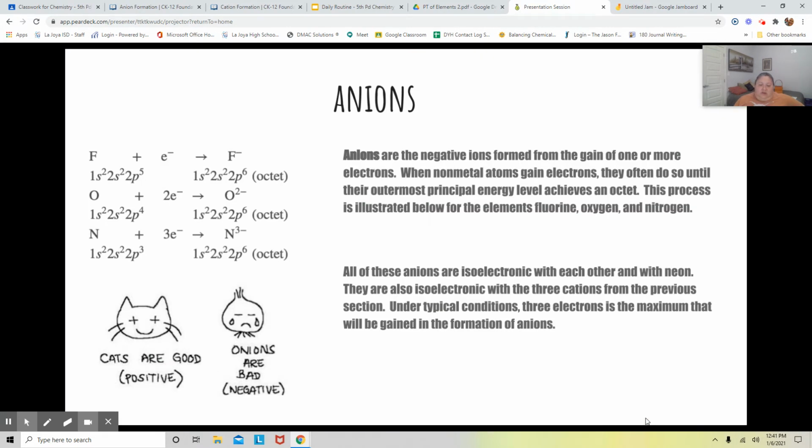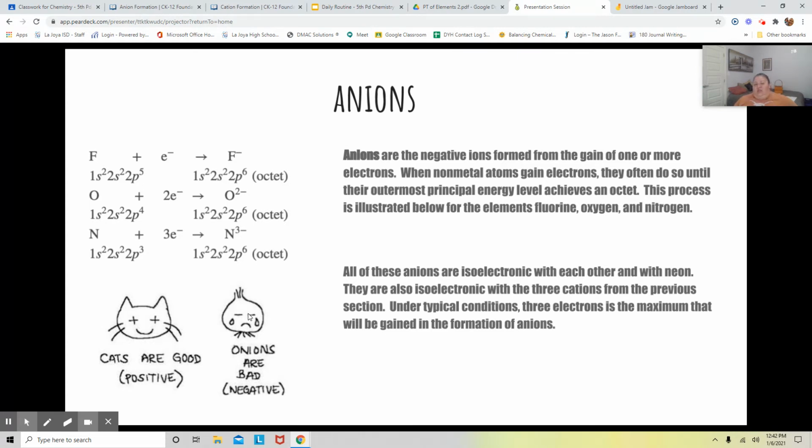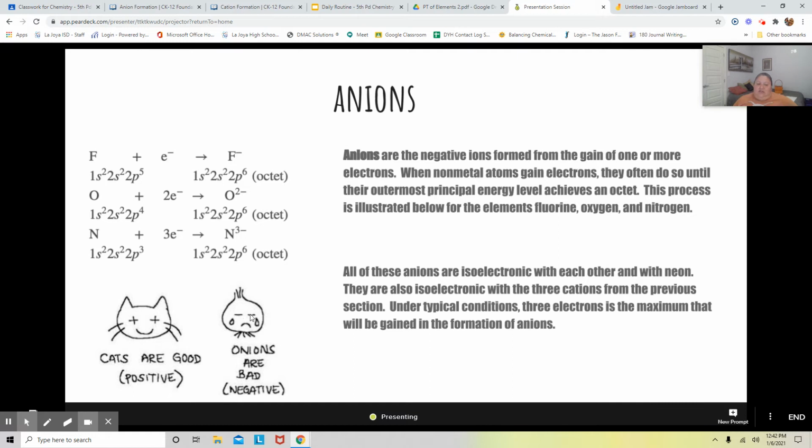I wanted to talk about the little picture real quick before we continue. This little picture on the bottom, I forgot to talk about it. It says here, cats are good. That means positive, right? If cats are good, they are positive animals. So as you can see, this little kitty right here has plus signs for his eyes. Why? Because cats are good, just like cations. If you're talking about anions, remember that onions are bad. That means negative. If you've ever cut up an onion, it makes you cry, and when you cry, that makes your eyes look like little negative signs.